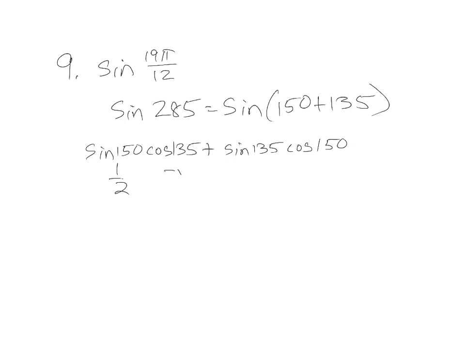The x value is negative square root of 2 over 2. 135 is the 45 degree angle. And then we have... Hold on a second. Okay, what's the y value at 135? And the x value at 150? Negative. Okay, the negatives are what's important on these. Okay, so you have negative square root of 2 minus the square root of 6 all over 4.